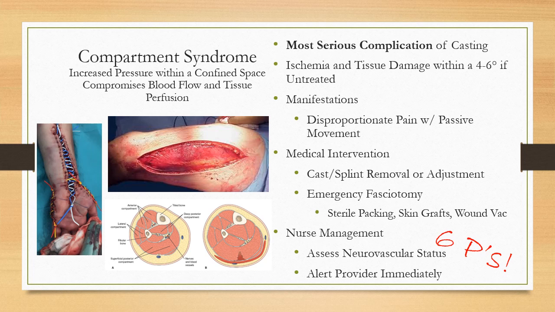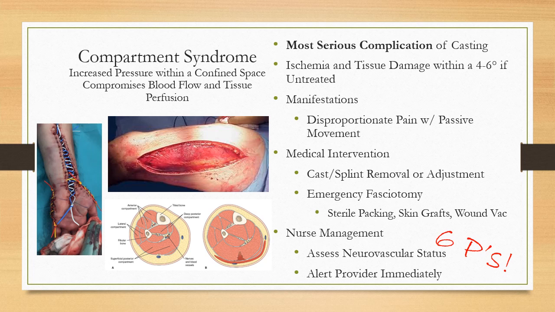You'll have a cold limb, so poikilothermia or cold limb. You'll start to lose sensation, so you might have pins and needles at the beginning, but that'll progress to loss of sensation. You'll have paralysis because the muscle's dying, so it won't be able to move the limb anymore. So remember those 6 P's, okay?